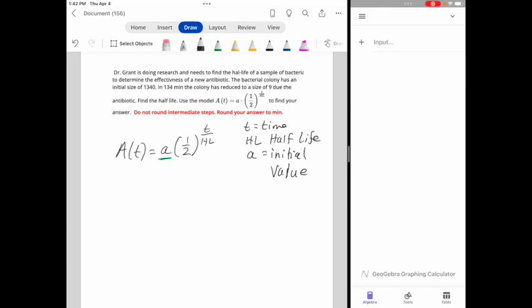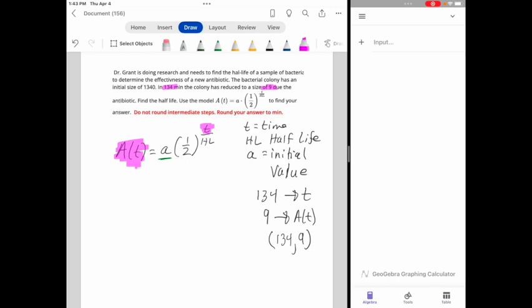So this model, what it does is I plug in the time and I would get out what's left after that period of time has passed. So we have that information here. We have the time, 134 minutes, it decreased to a size of 9. So I'm going to plug in 134 into T, and 9 is what we get out after 134 minutes. So that's going to go in for A of T, which is our dependent variable. And another way to write this that you may be more comfortable with is an ordered pair. I plug in 134 and I get out 9. Different ways to write it.